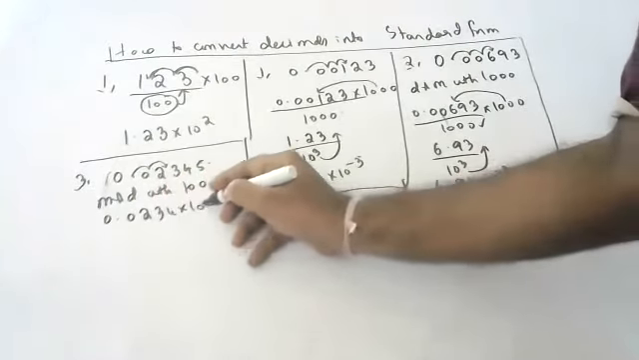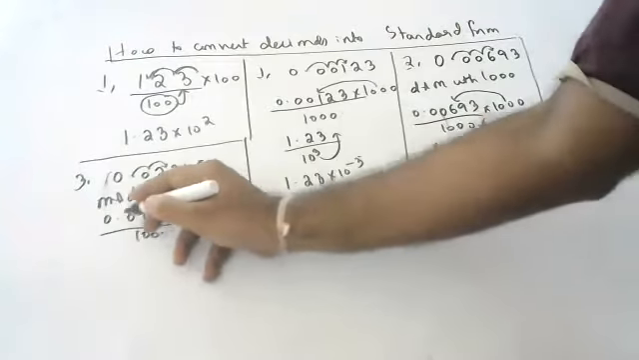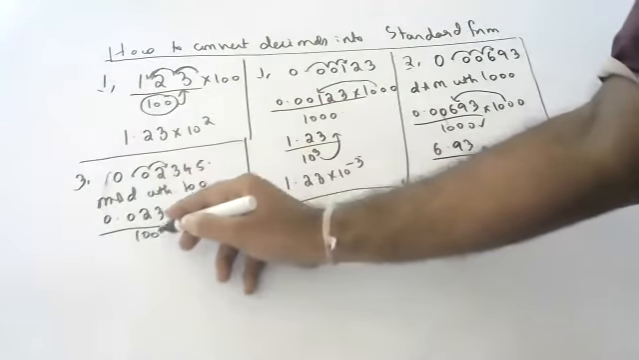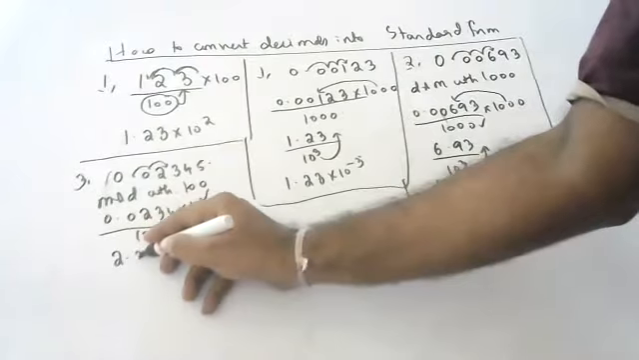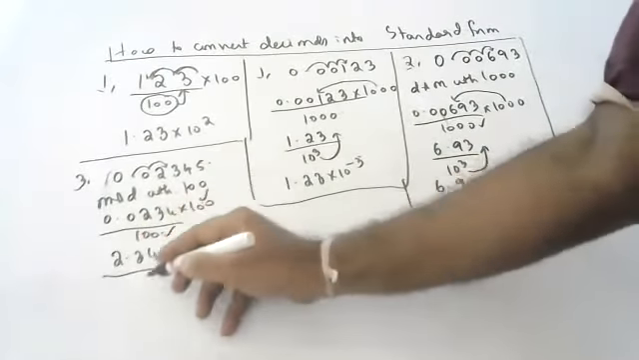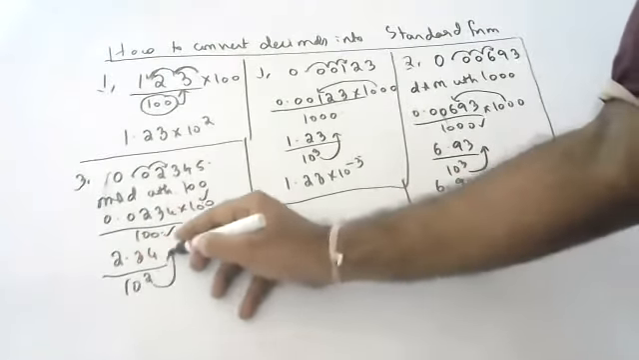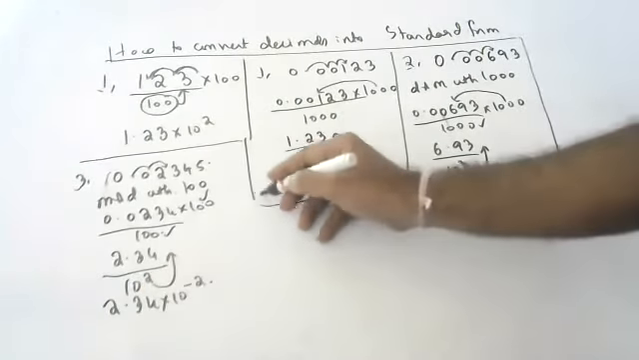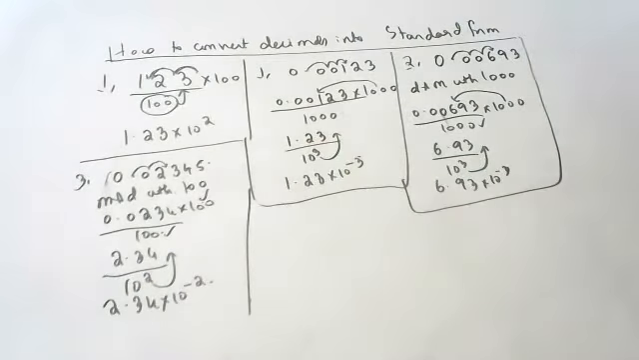0.02345 into 100 by 100. Since the decimal is moving to the right side, the numerator you will use for the decimal. How much will you get? 2.34, by 10 square. So 2.345 into 10 to the power of minus 2.